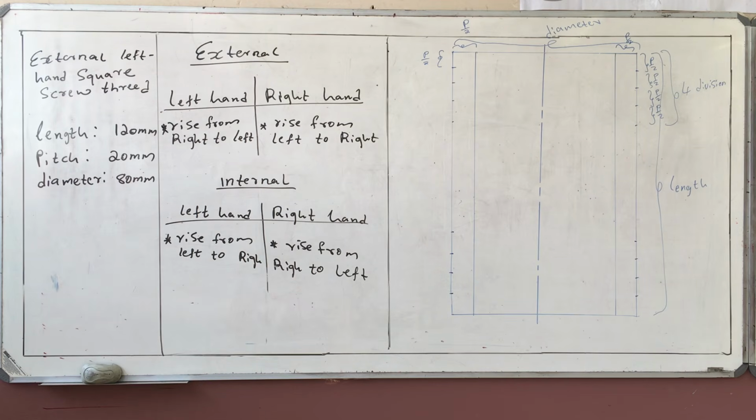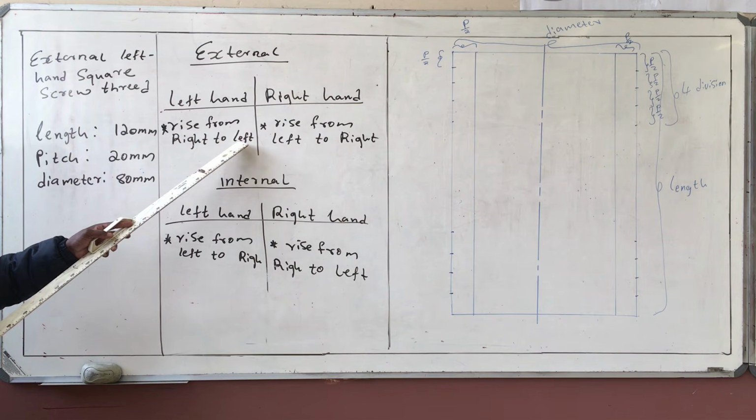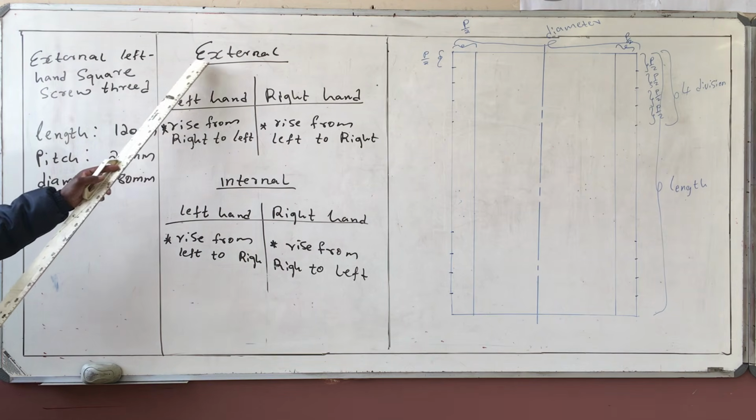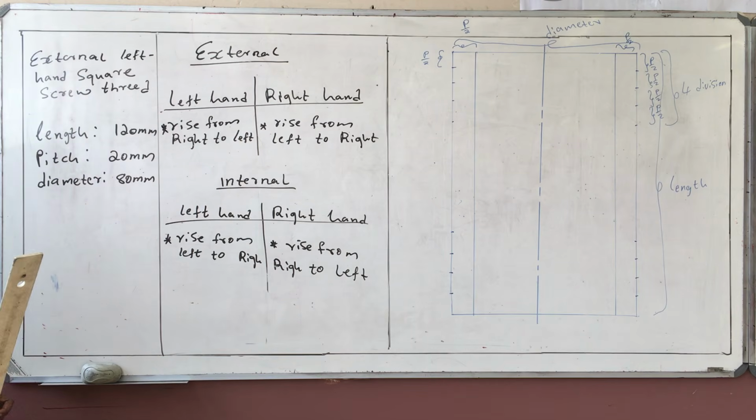How is the square thread going to rise? Right to left. It's going to rise from right to left because it's left-handed, as indicated here, left hand, and it's also external. You understand it? So meaning it's going to rise from right to left.